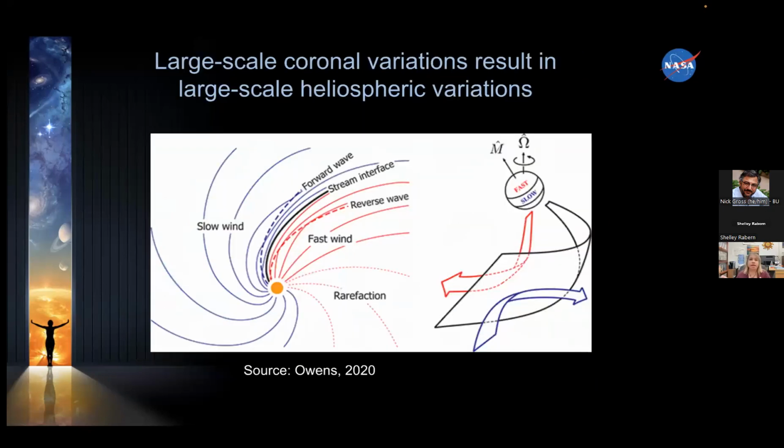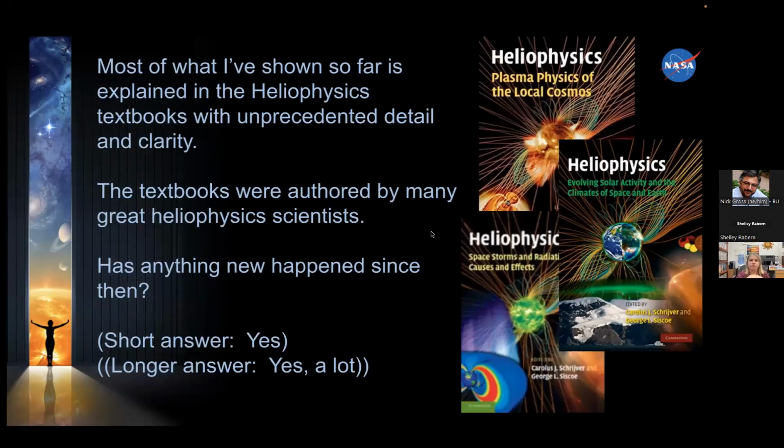And so these large scale coronal variations result in the large scale variations of the heliosphere. So the rotation, you get the slow speed wind, the fast wind moves into and compresses the slow speed wind, and then you get these structures that you can observe out in the heliosphere.